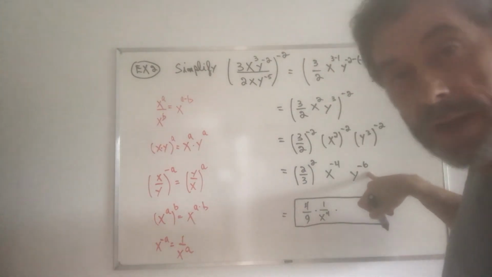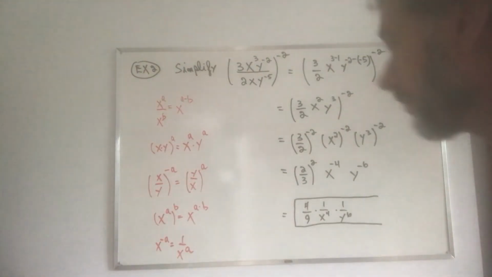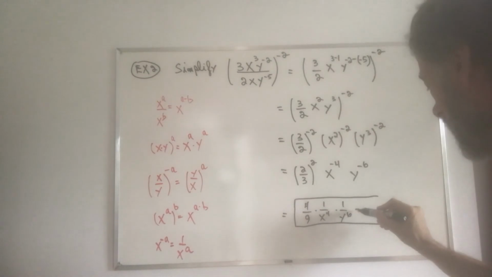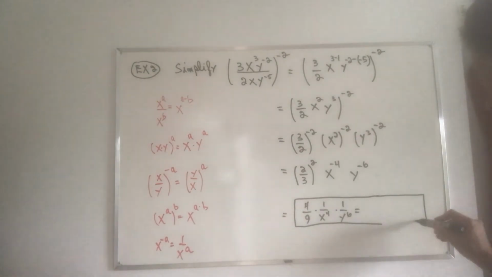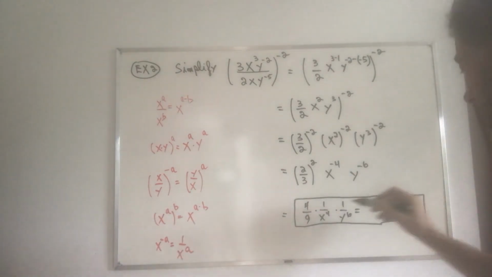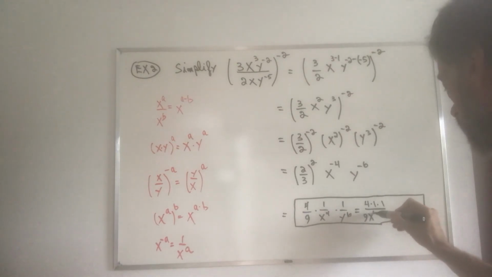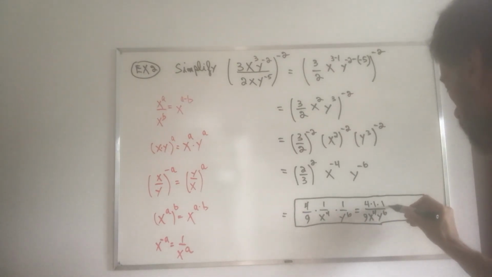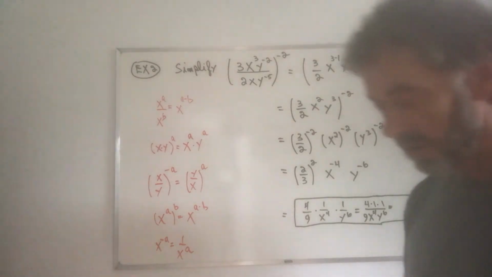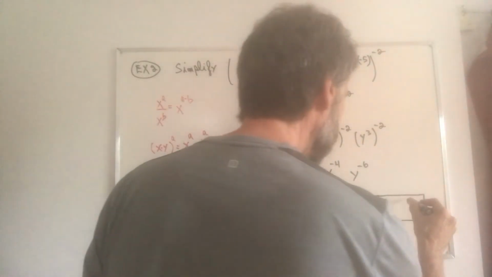And look at the same thing here, y to the minus 6. So that's 1 over y to the 6. Good. This is a better answer. We could make it just a tad better if we bring all the fractions together, right? So that's the same as 4 times 1 times 1 over 9 times x to the 4 times y to the 6. And now, here we go for the true final answer. Now, it cannot be simplified beyond that expression.